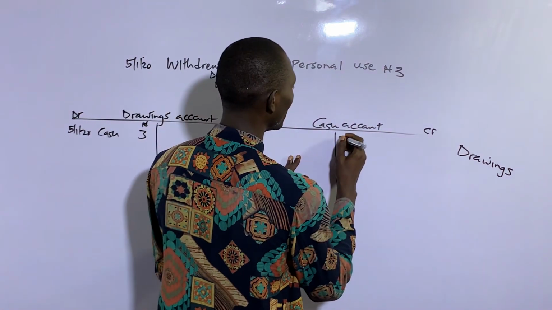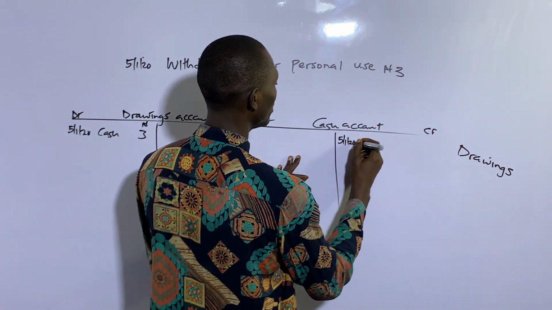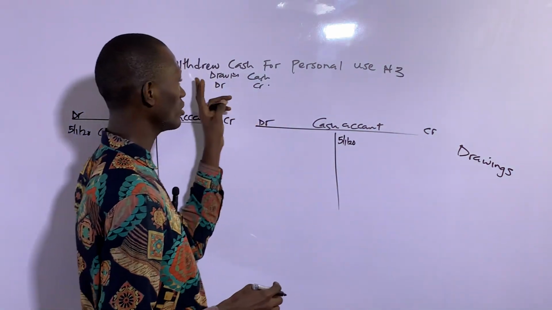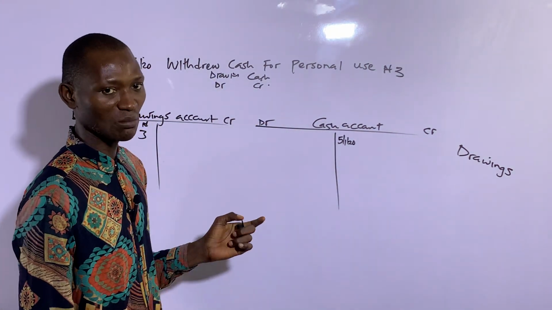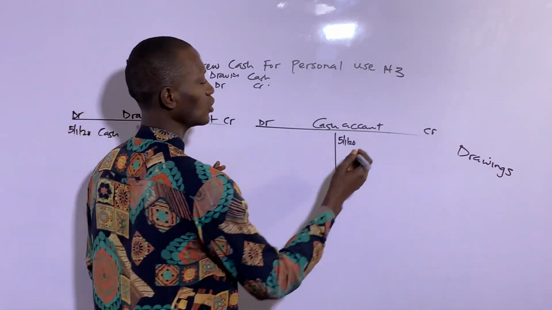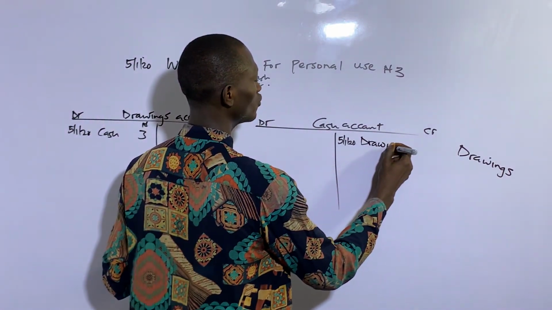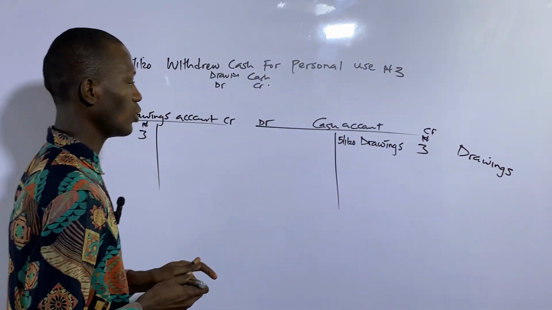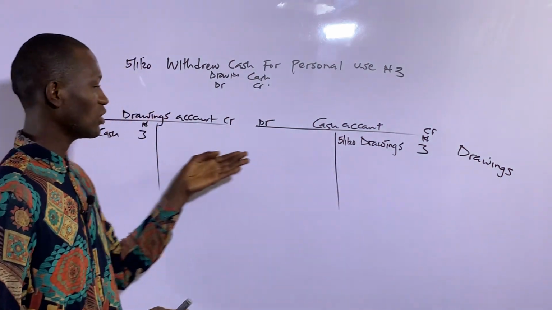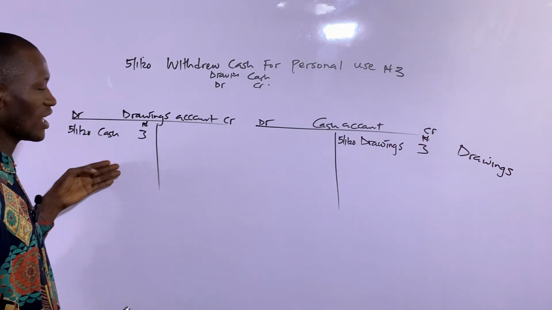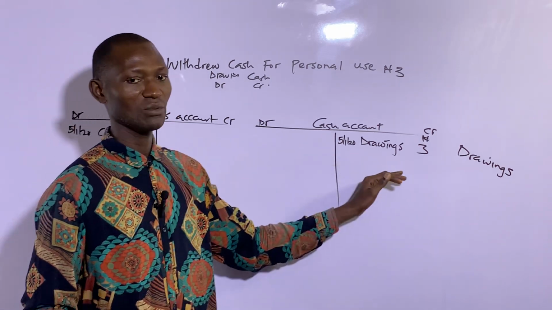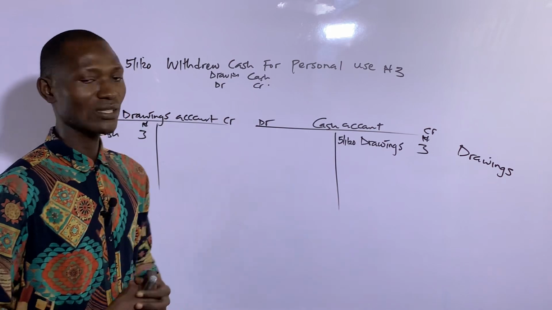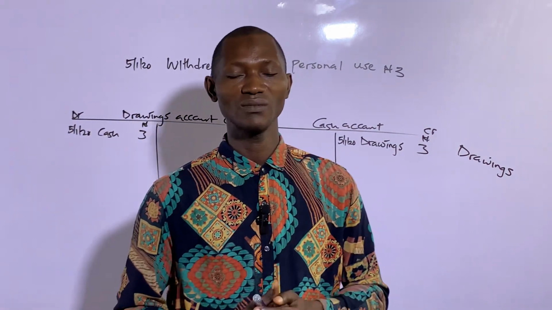So the date is 5/1/20. Then cash is paying which account? The owner of the business. But which account represents the owner of the business here? That's drawings account. So drawings, and that's 3 naira. So for every credit entry, there must be a corresponding debit entry. And for every debit entry, there must be a corresponding credit entry. That's that. So that's where we are going to draw the curtain for today.